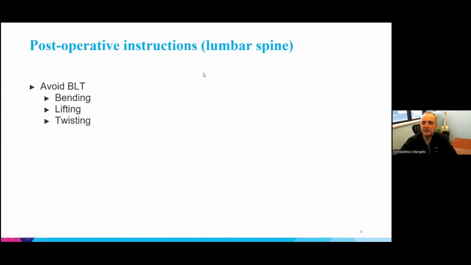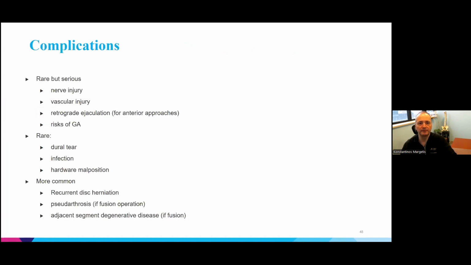The usual postoperative instructions that we give to our patients is to avoid BLT, avoid bending, lifting, or twisting. So we want them to avoid loading their spine while that area is healing. For decompression cases, I usually tell them to avoid BLT for a month. For fusion cases, usually it's longer, like 6 weeks.